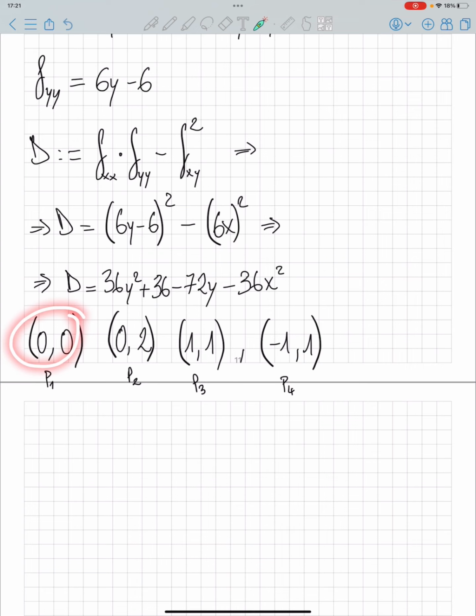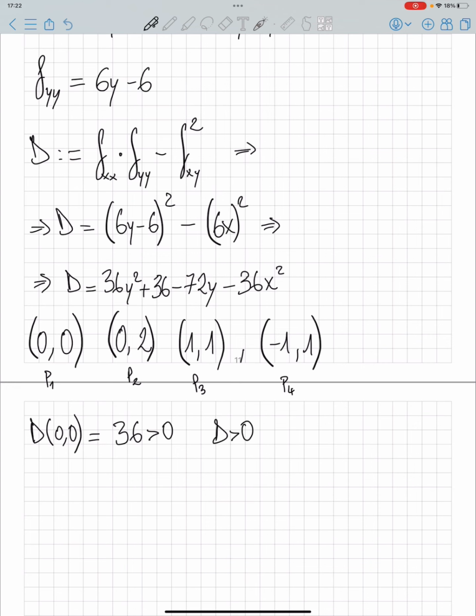Let's first plug in 0, 0. So we're gonna have, let's write it as D(0, 0). So we plug in this point 0, 0. It's gonna be equal to, this is gonna be 0, this is gonna be 0, this is gonna be 0. So D(0, 0) is equal to 36, right? And 36 is greater than 0, right? So our D in this case is greater than 0.